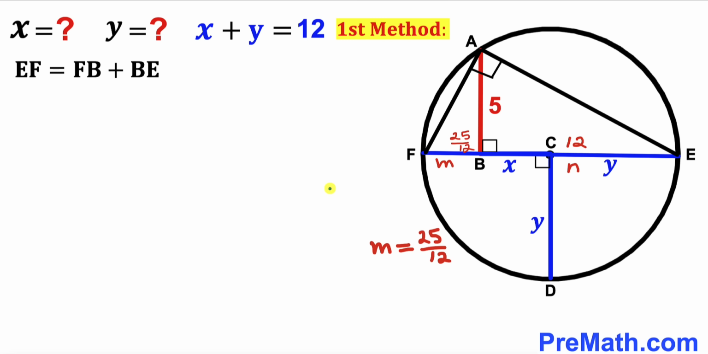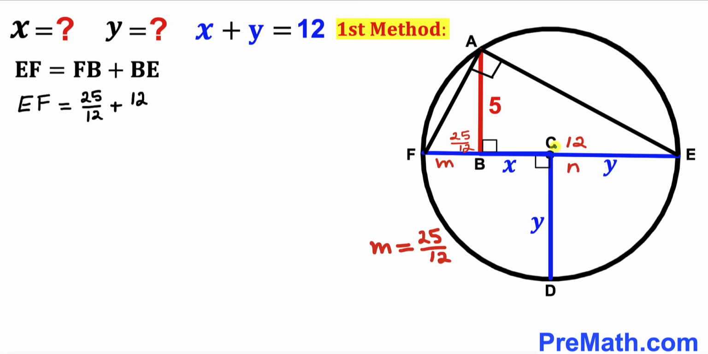Now let's make an observation. We can see that this whole diameter EF length is going to be equal to the sum of these two segment lengths, FB and BE, as you can see in this given equation. We know our FB length is 25 divided by 12, and our BE length is 12. As you can see in the next step, I have substituted those values.